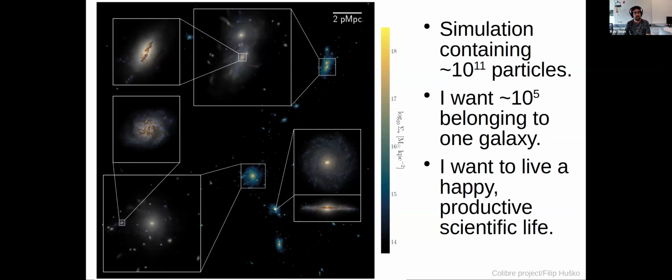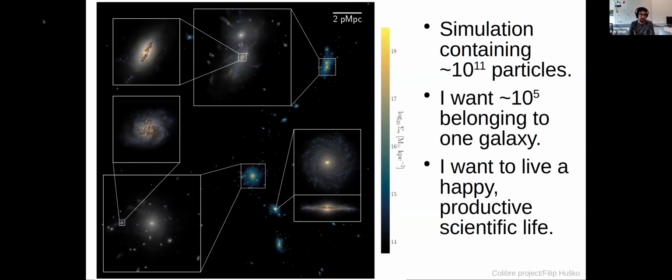So just to emphasize the problem we're dealing with here: I have a simulation, the Colibri suite that a lot of us are working on right now. Some of the bigger simulations have something like 10 to the 11 particles. That's 100 billion, that's a big number. And I want something like 1/1,000,000th of that data volume that belongs to one galaxy so that I can work on that and do some analysis before maybe moving on to a different one. And I also want to generally live a happy, productive scientific life, so have a lot of the day-to-day headaches taken care of for me.